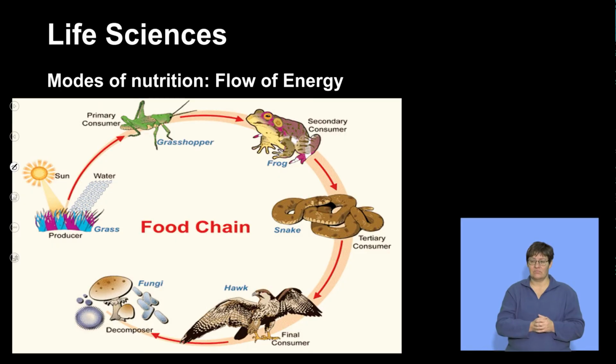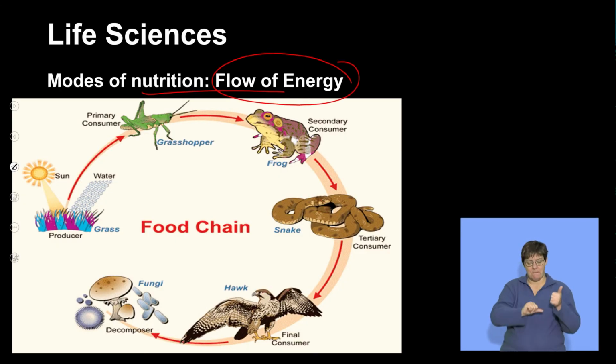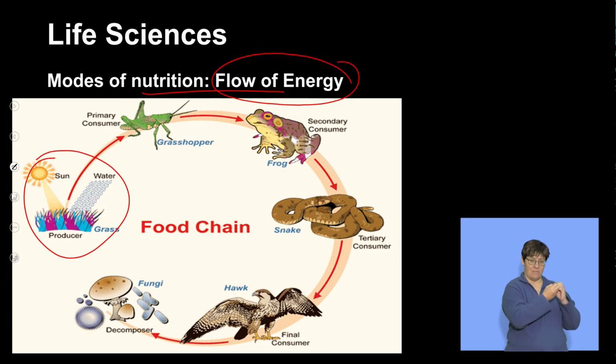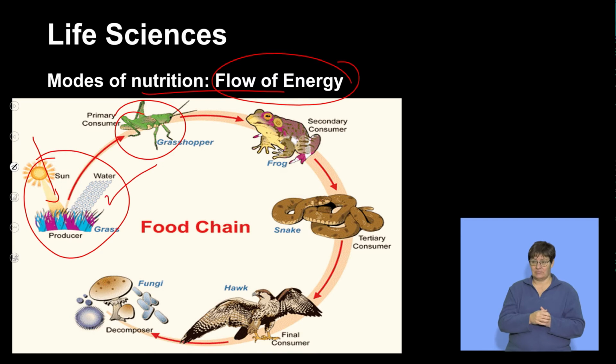Right. As part of understanding modes of nutrition, it's important to look at the flow of energy. What do I mean by that? We do know that we started off with our autotrophs that are able to photosynthesize and produce the energy. Those organisms that feed on our autotrophs become your primary consumers, and they have energy that they have been able to access from your producers.